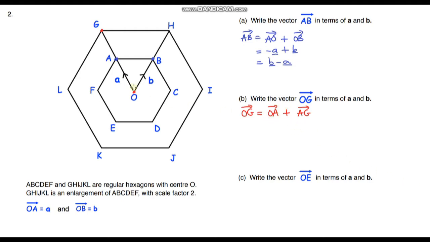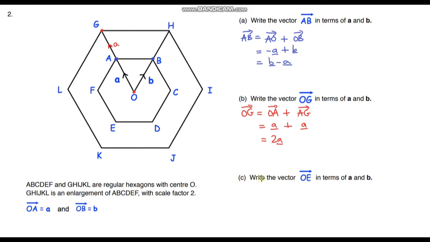Right, what is vector OA? Well, vector OA is just a. Let's make sure we underline it. Now, we're going to add on vector AG. What is this vector? We're not explicitly told what it is, but we are told that this hexagon is 2 times bigger than the small hexagon. So if this distance is a, the distance from O to G will be 2a. So I could have just written 2a right at the very beginning, but if the whole distance is 2a, this distance here must also be a. These are the same. So it would just be a plus a, which is 2a.